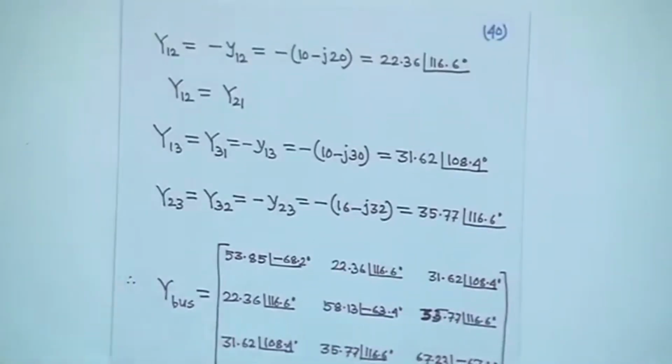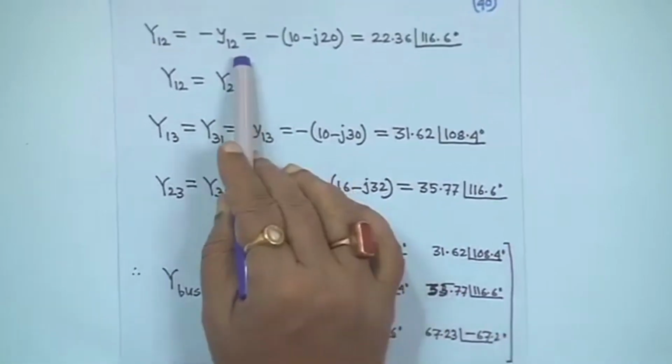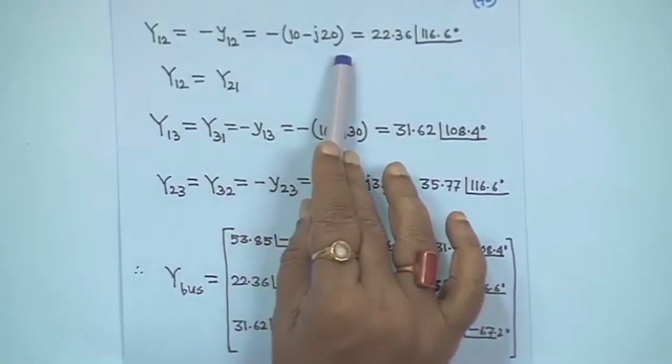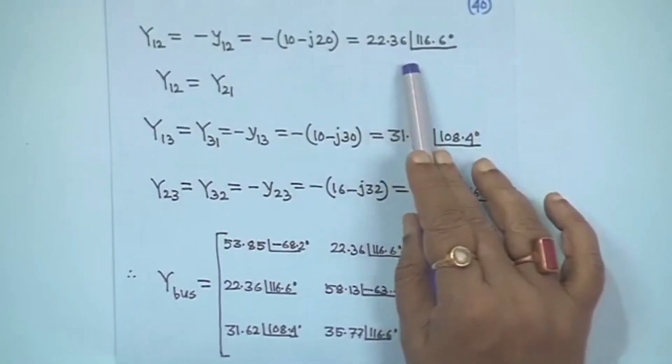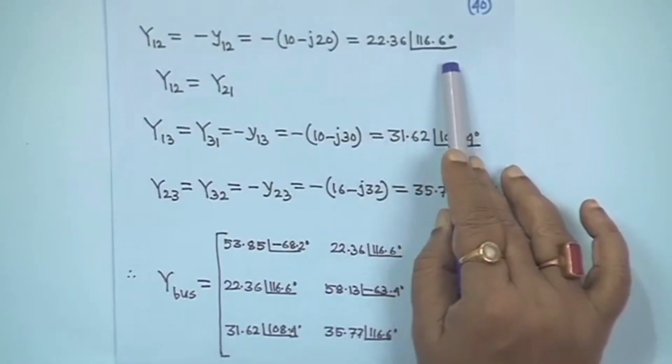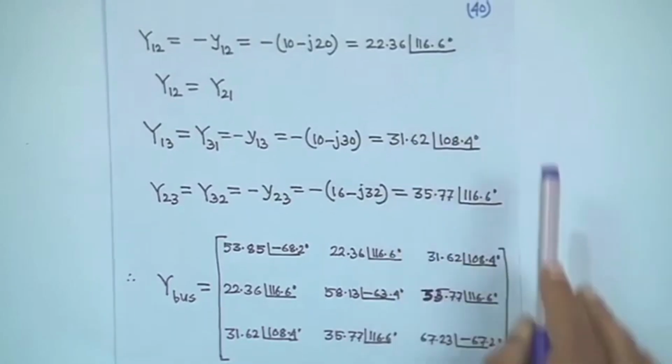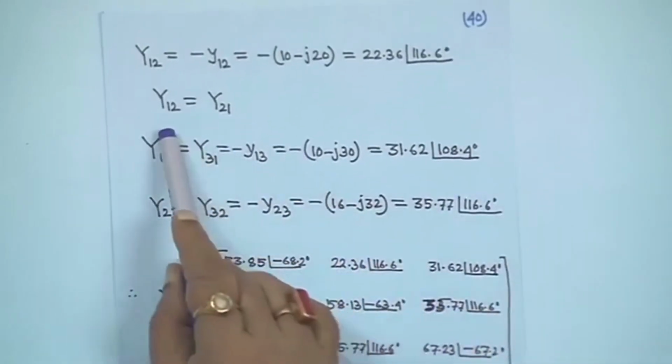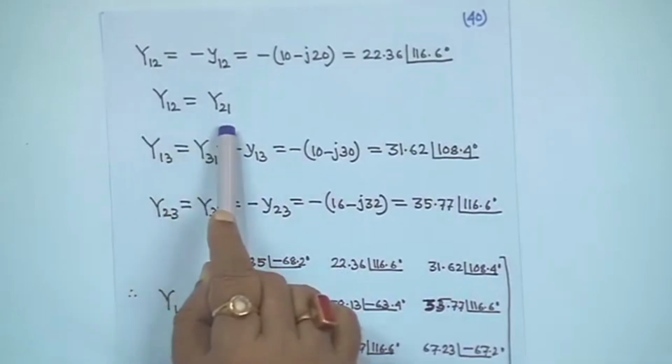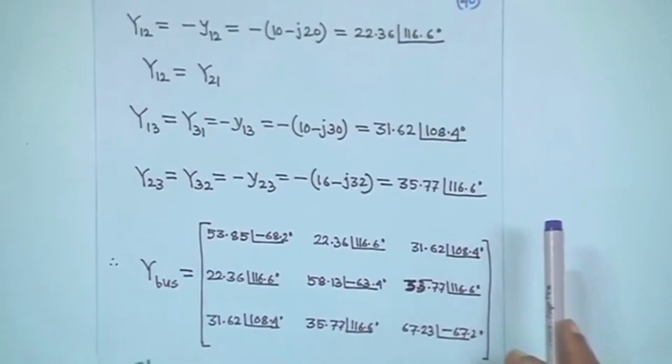Off diagonal elements, capital Y12 is equal to minus small y12, so minus 10 minus j20. So, this will be 22.36 angle 116.6 degree. Capital Y12 is equal to capital Y21, the matrix is symmetric.